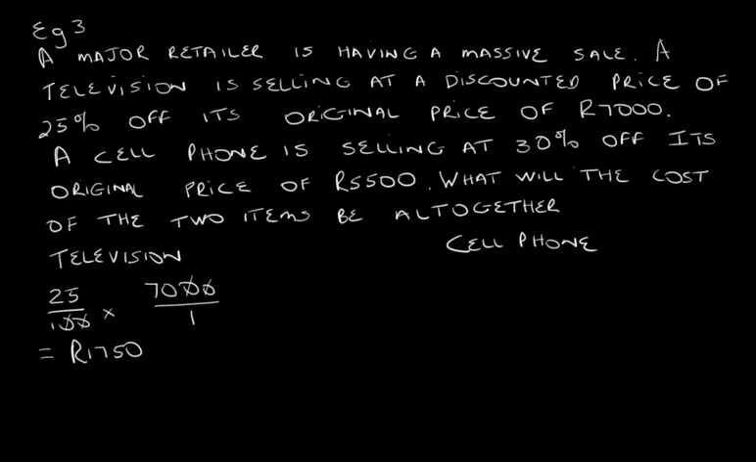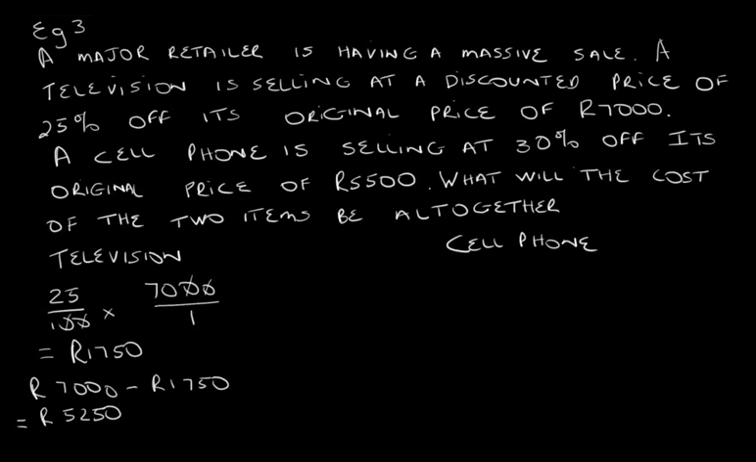So the television is selling at a discount of 1,750 Rand. What will the cost of the television be? It will be 7,000 minus 1,750 Rand. So the cost of the television will now be 5,250 Rand.